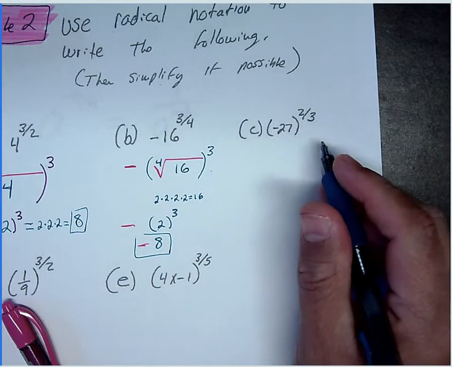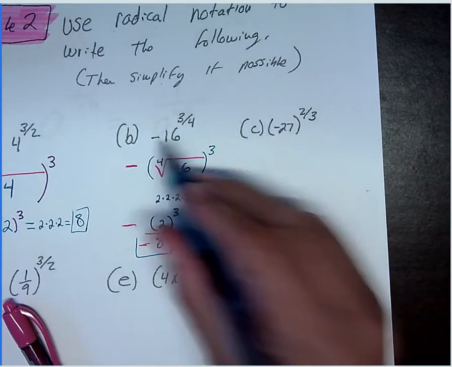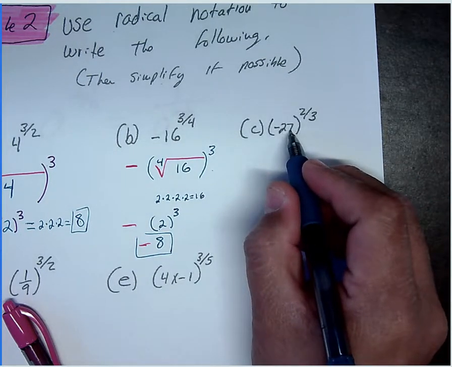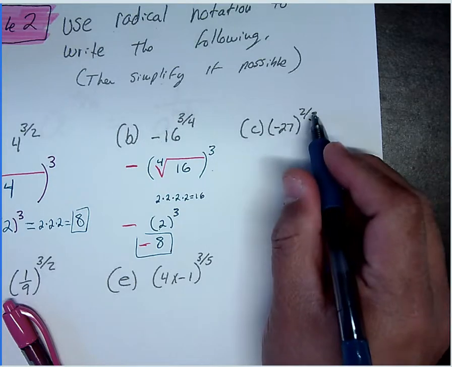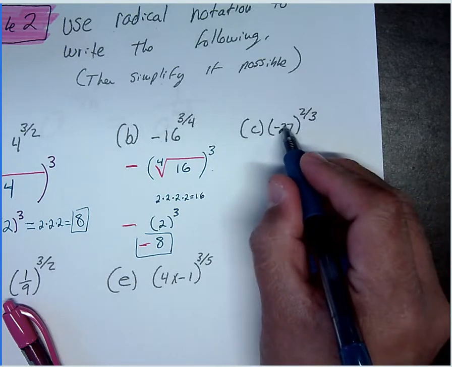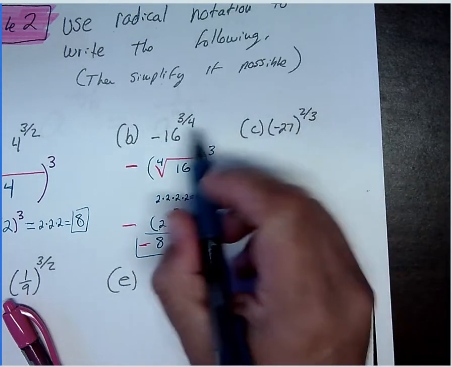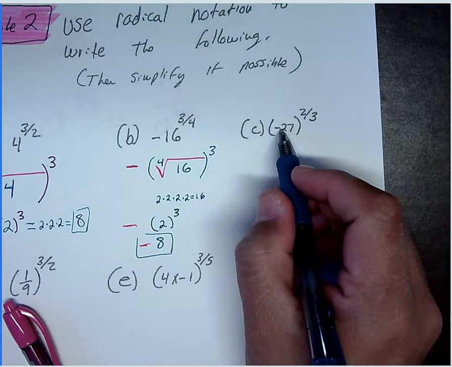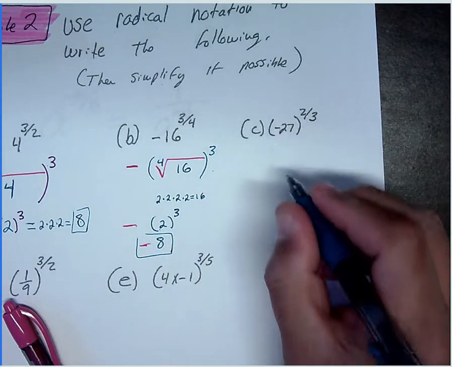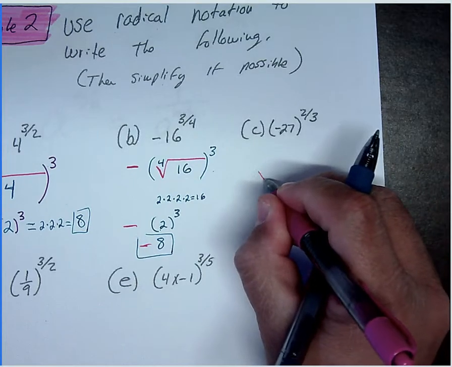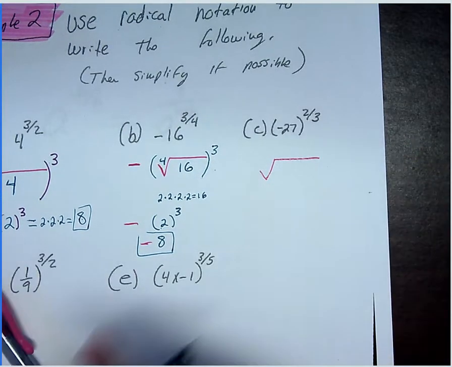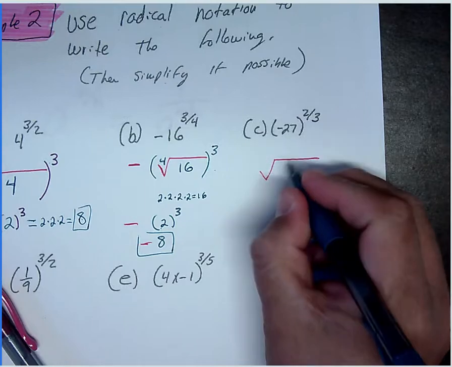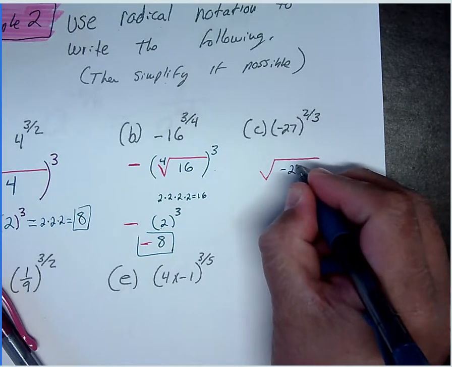Now this one, if you notice the difference here, now the negative is being affected by that rational exponent. It's part of this 27. So this negative, you can't put it outside. It's part of the radicand. So this negative 27 would be inside.